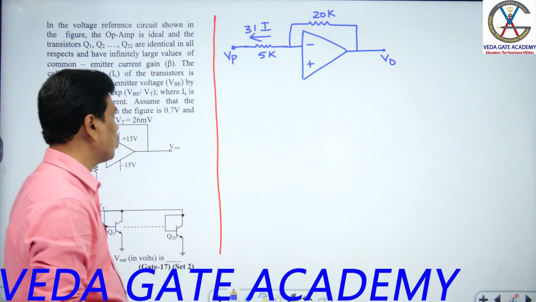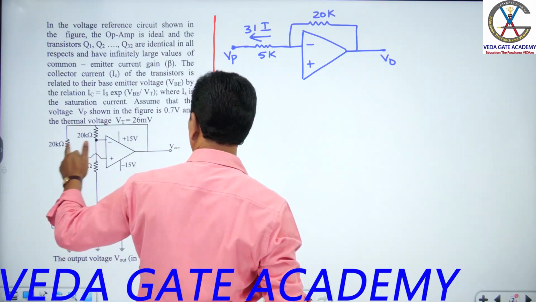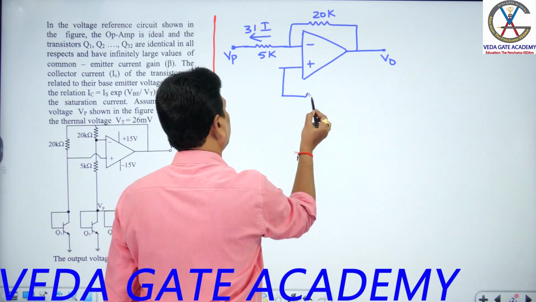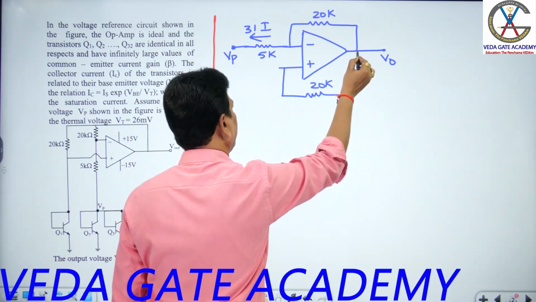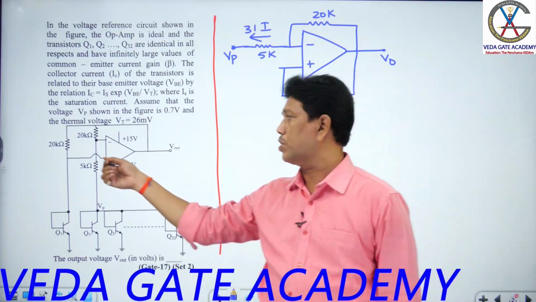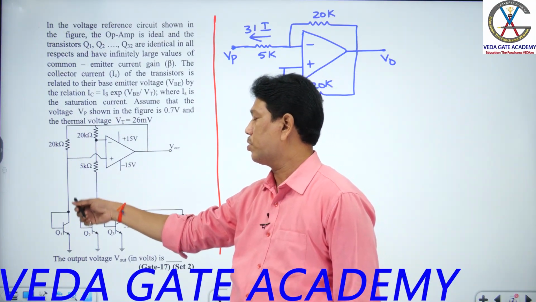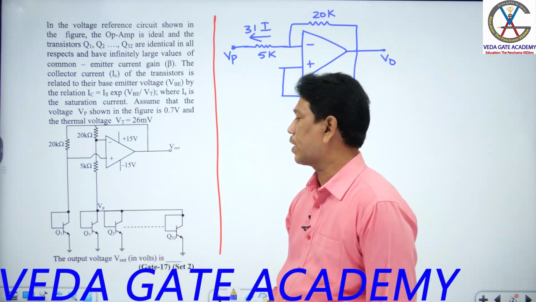Come to the non-inverting node, students. From the non-inverting node to the output, how much is there? A 20 kilo ohm resistance is there. Non-inverting to output is 20 kilo ohm. There only one transistor is there, that is Q1, and it is connected here.